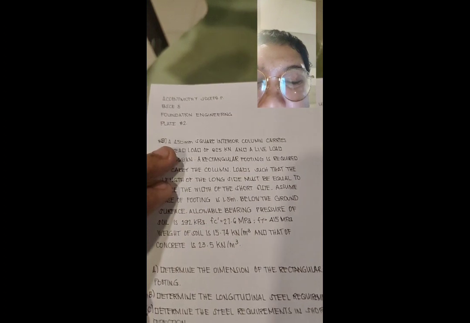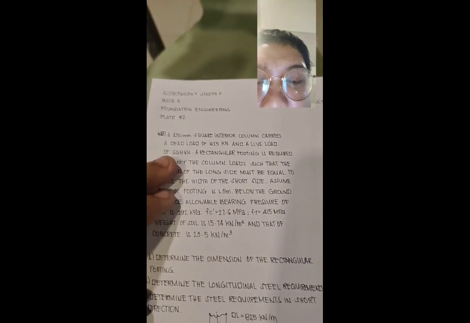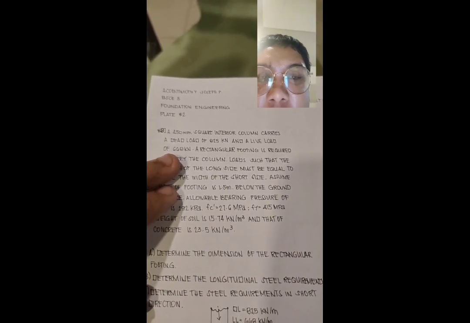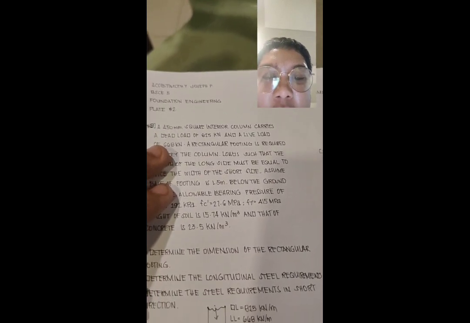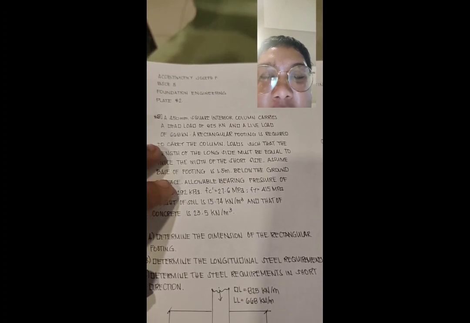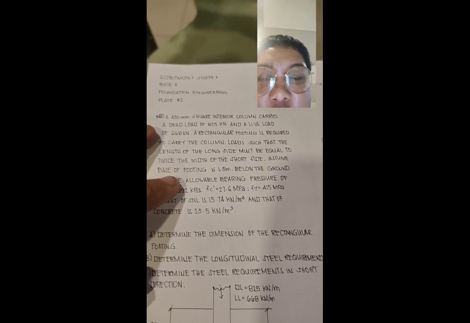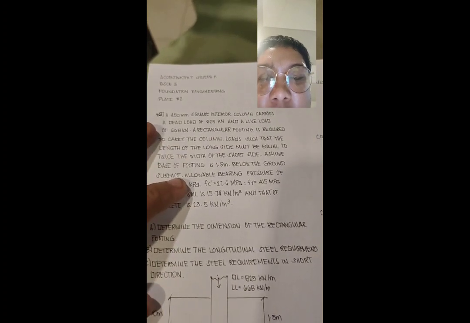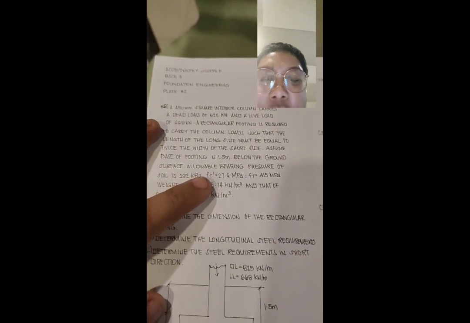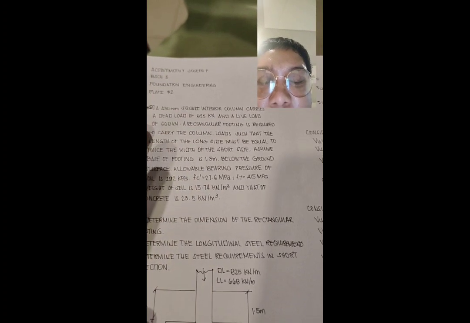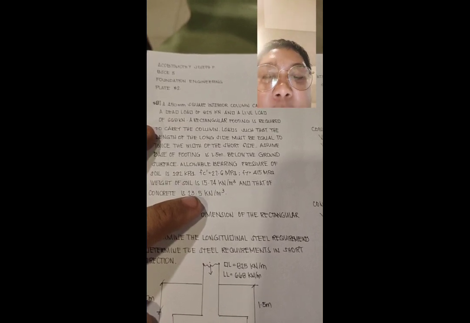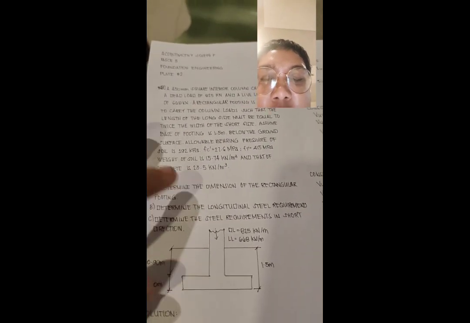Problem number 9, we have here a 450 mm square interior column carries a dead load of 825 kilonewton and a live load of 668 kilonewton. A rectangular footing is required to carry the column loads such that the length of the long side must be equal to twice the width of the short side. Assume base of footing is 1.5 meter below the ground surface. Allowed bearing pressure of soil is 192 kPa. So we have FC prime is equals to 27.6 and Fy na 415 MPa. Weight of soil is 15.74 kilonewton per cubic meter, and that of concrete is 23.5 kilonewton per cubic meter.